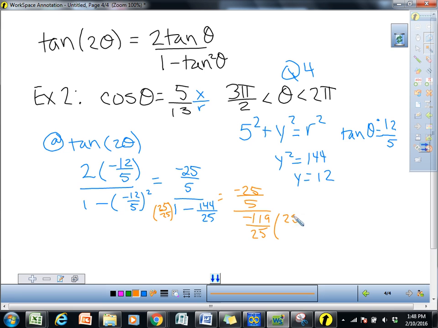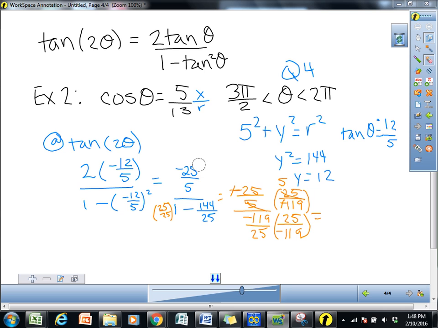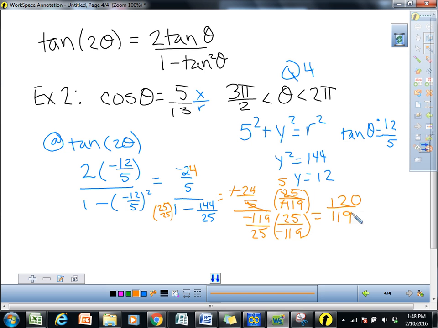And then I can multiply by the reciprocal here. And I end up getting that 5 can go into 25 5 times. My negatives can cancel. Did I write that down wrong? Yes, that should be a 4. Sorry, 24. Alright. 24 times 5 now is 120 over 119 for our tangent double angle formula.